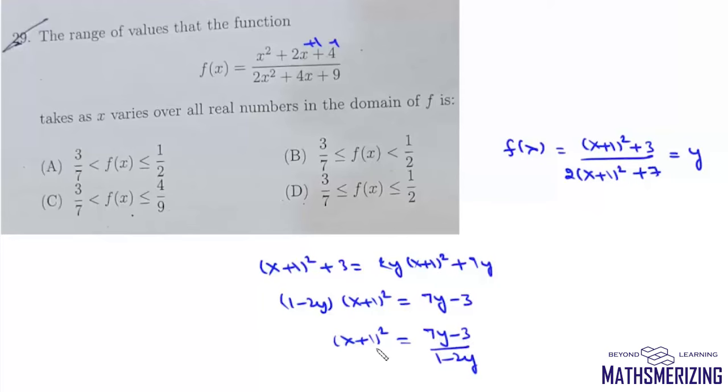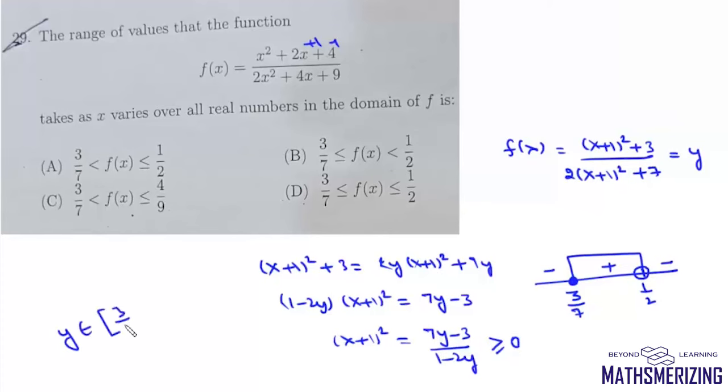Now basically (x plus 1) whole square is always greater than or equal to 0. Now if we solve this rational inequality, we'll get 2 roots. Now this is 3 by 7 and this is 1 by 2. Now rightmost is minus, this is plus, and this is minus. We need plus. We'll include the root in the numerator and we'll exclude the root in the denominator. So the range of this function y will lie between 3 by 7 and, not included, 1 by 2, and that's your option B.